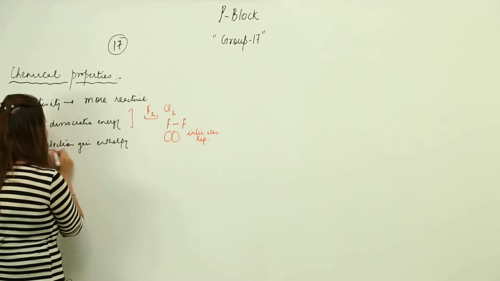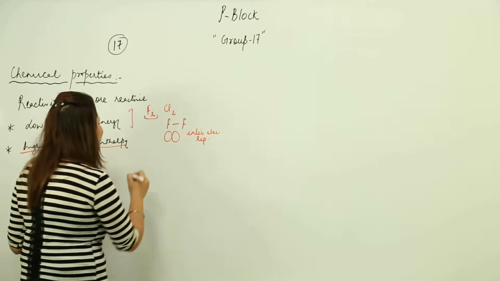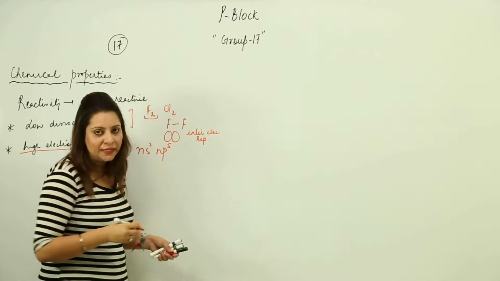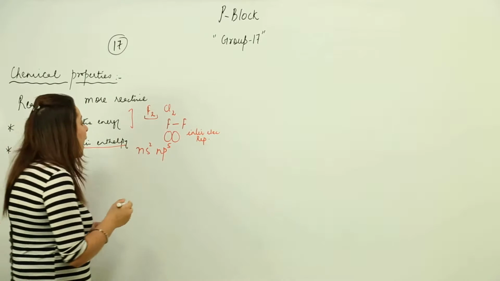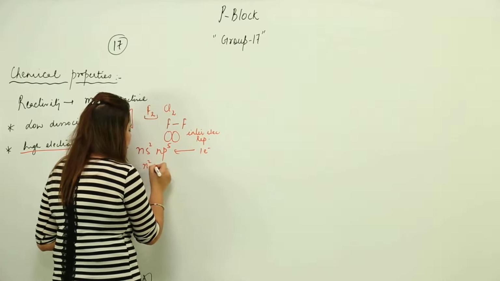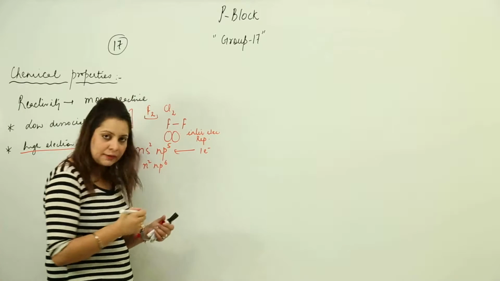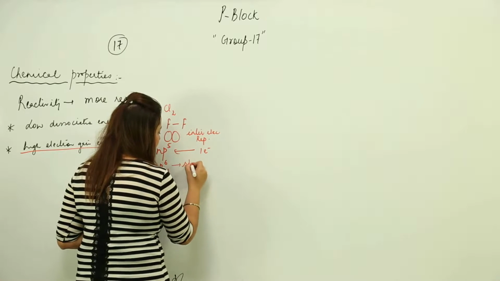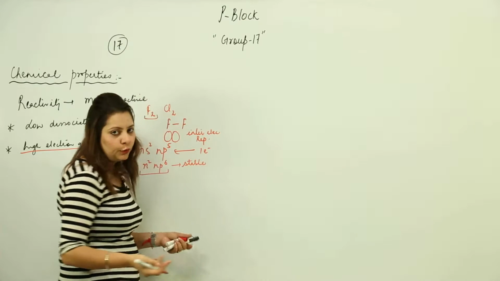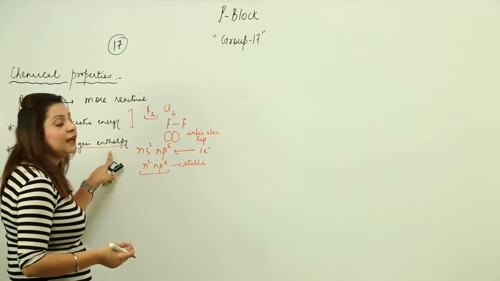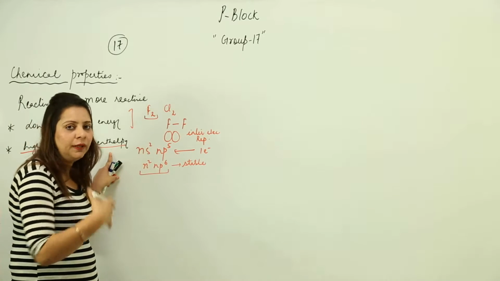Second is the high electron gain enthalpy. As you all know, they have an electronic configuration near to the noble gas, ns2 np5, and if they acquire one electron from outside, their configuration will change into ns2 np6. That means they will become stable. And we know that everything in the universe is struggling for stability. So they have a high electron gain enthalpy for the incoming electron.